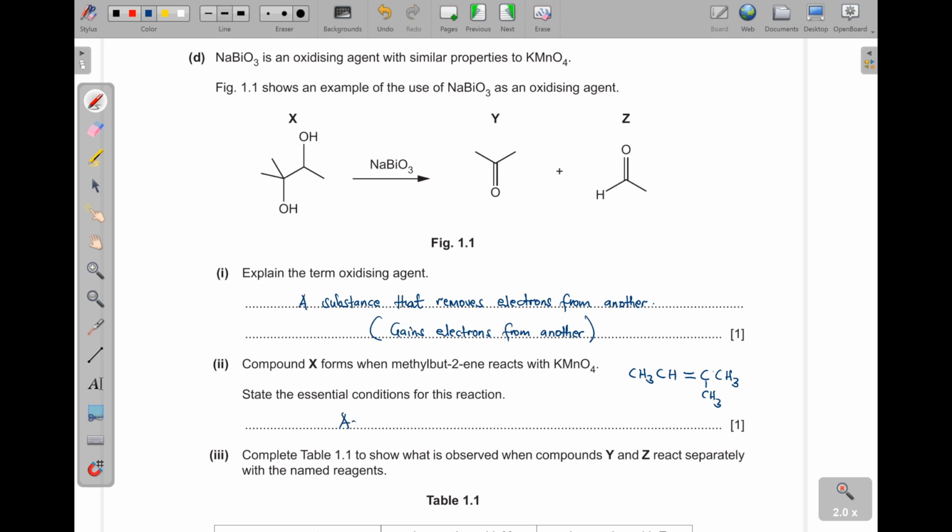Okay, so I just put acidified, cold, and dilute. If it is hot, acidified, and concentrated, then we break everything here and then we oxidize this carbon here. Then we shall get a carboxylic acid here and also a ketone there. So for formation of a diol, this one must be cold, acidified, and dilute.